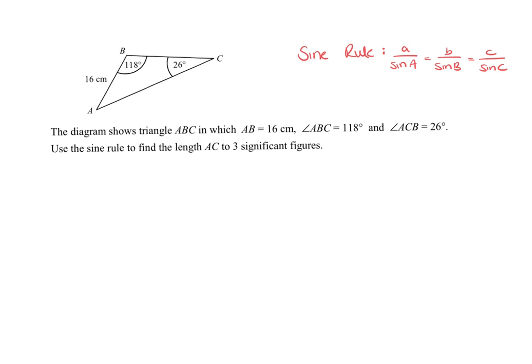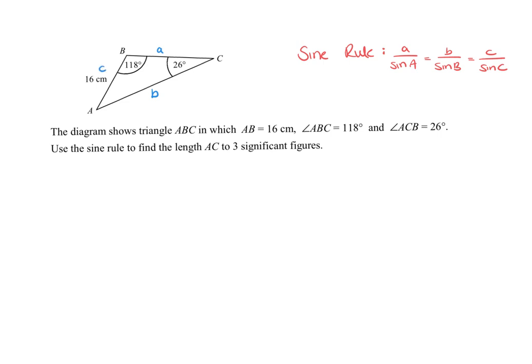Now the first thing I'm going to do on my triangle is just label my lengths. Now when we label, we actually use opposites. So the length that is opposite capital B, I'm going to label little b. The length that is opposite capital A, I'm going to label little a. And the length that is opposite capital C, I'm going to label little c.